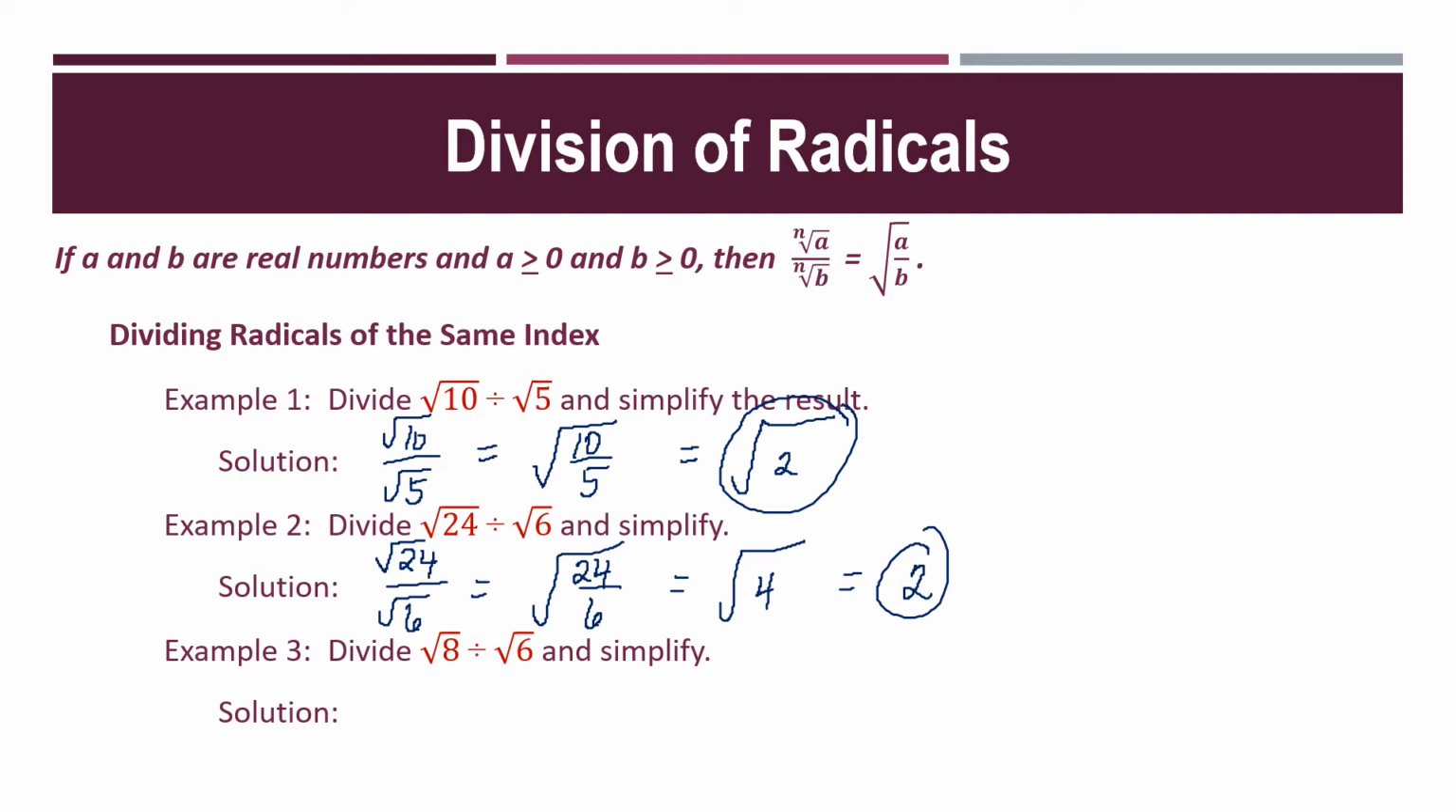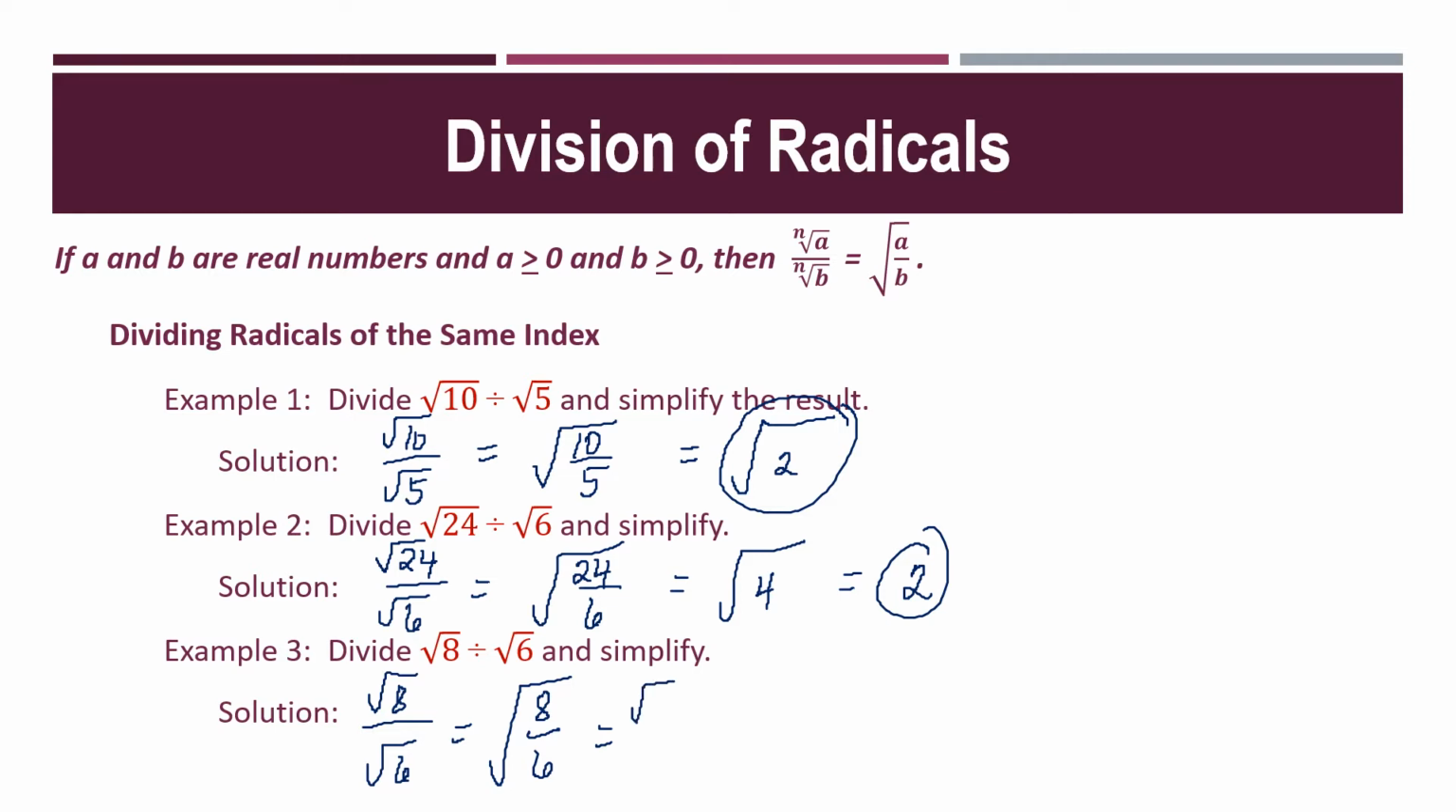Another example, divide square root of 8 by square root of 6 and simplify. So here, the radicand 8 is not divisible by 6. So we have square root of 8 divided by square root of 6, which is also the same as square root of 8 over 6. As I have said, 8 is not divisible by 6. So what we're going to do is we will rationalize the denominator.